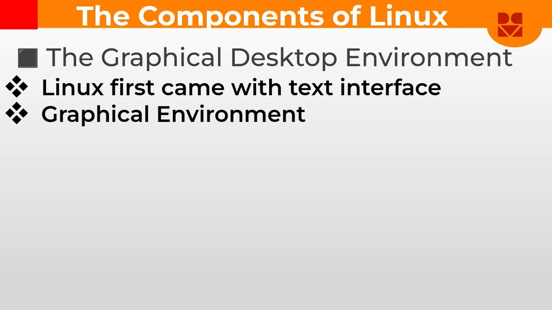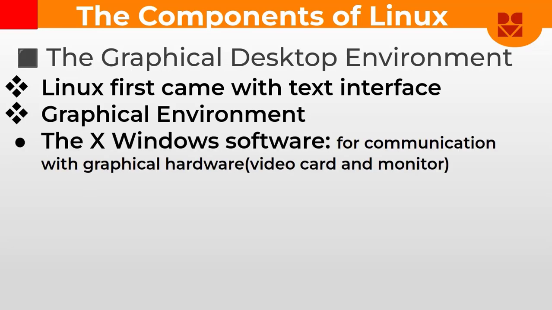But before we can have a graphical interface, we first have to look for a way to communicate with the video card of the system and the monitor. The video card will process these graphics and then send them to the monitor for the user to see. So in order to do that, these developers decided to write a software, the X Windows software, right? This X Windows software is a low-level program that communicates between the video card and the monitor.